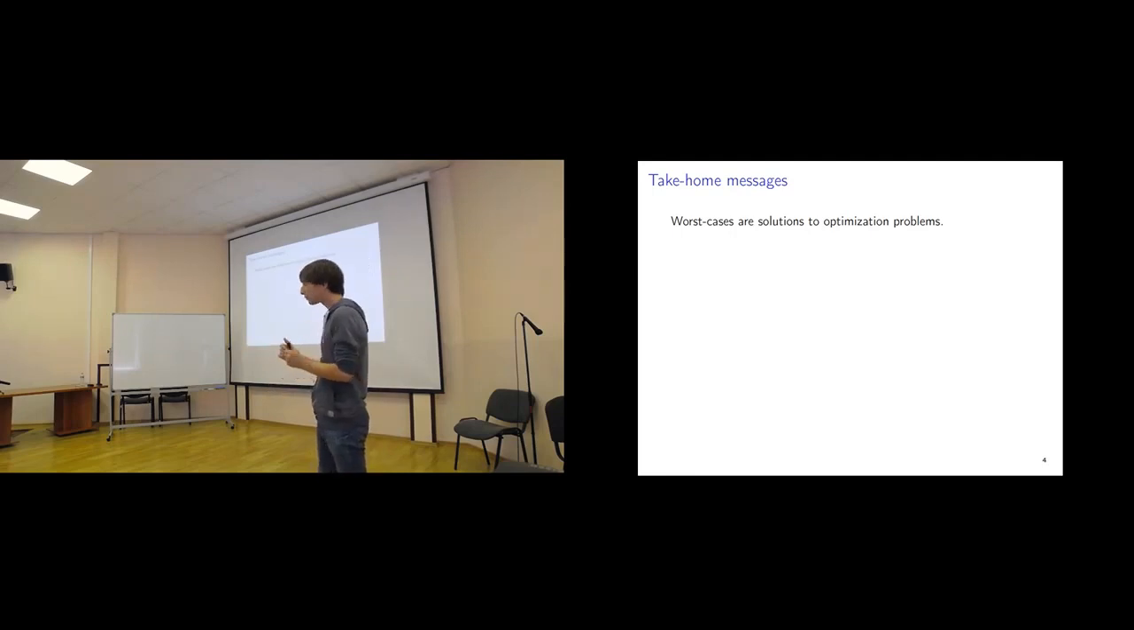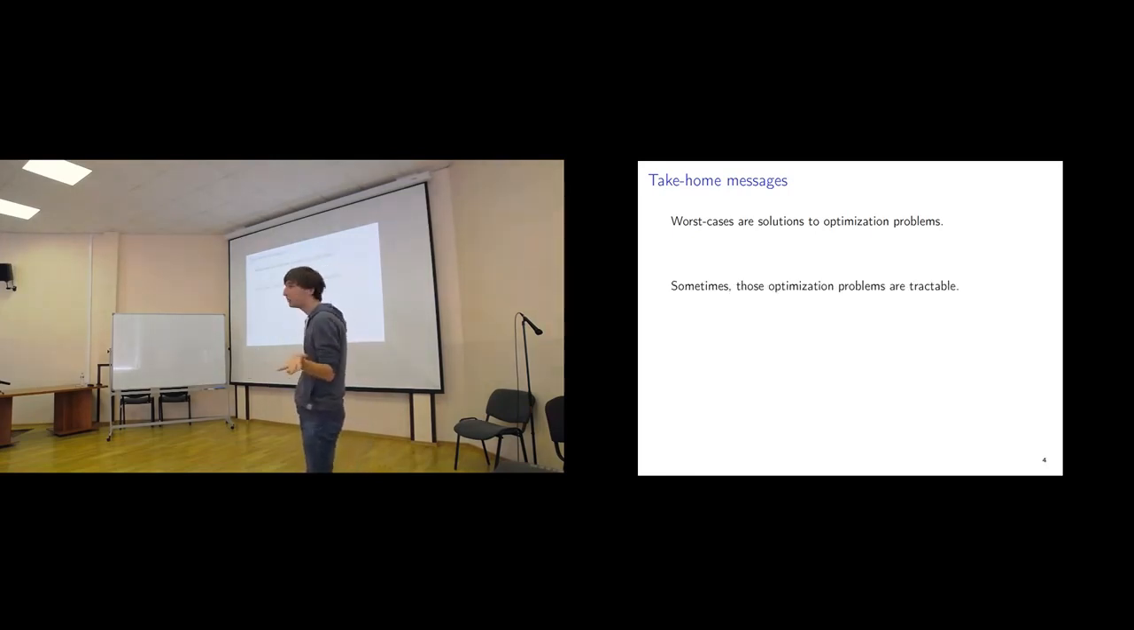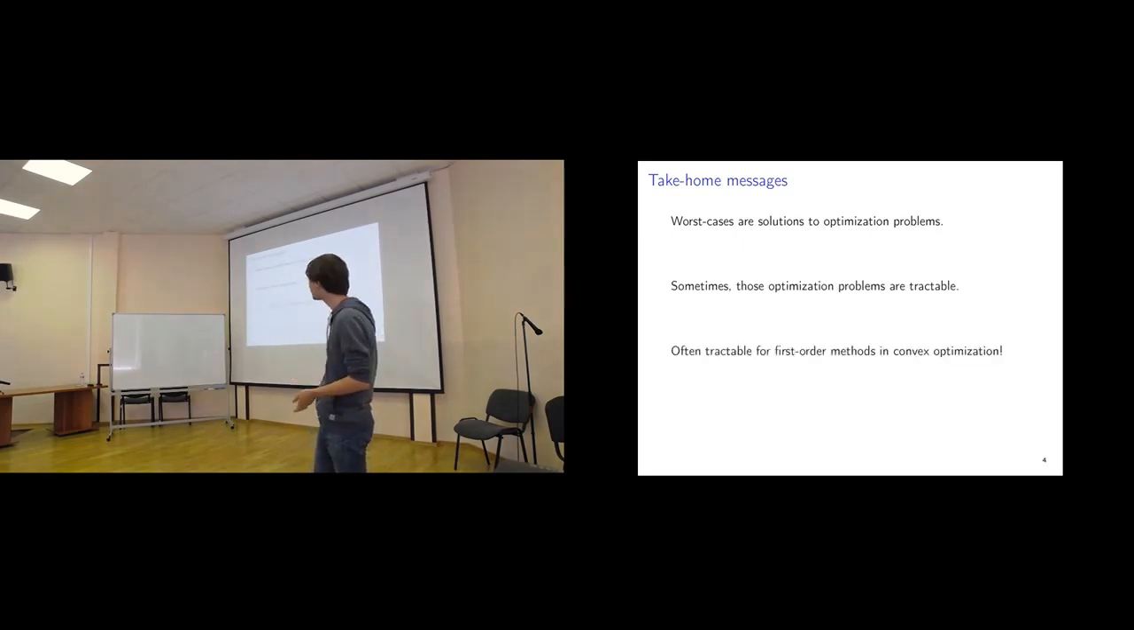So the first one is that, by definition, when you study worst cases, well, worst case, there are always solutions to optimization problems, by definition. Of course, those optimization problems may not be very relevant or useful because in general it may be difficult to solve them. But sometimes, still, they are useful. And in particular, this is what I will try to convince you of during the next few slides: when you consider first-order methods in convex optimization, those worst-case computation problems are often tractable.